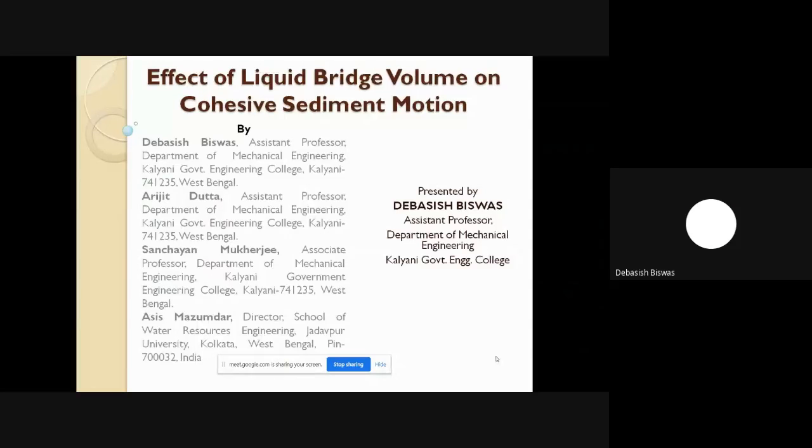Good afternoon, sir. Myself Debashish Biswas. I am going to present my work on the effect of liquid bridge volume on cohesive sediment motion. This work has been done by myself, Dr. Orijit Dutta, Dr. Sanchan Mukherjee, and Professor Ashish Modi.